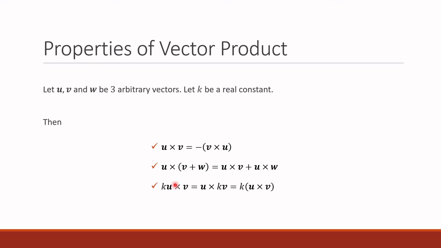The other two properties are the same as for the dot product. It is distributive, so you can expand the bracket. And the same for a constant: if you have a constant multiplied to a vector, you can either factorize out the constant, or spread the constant to the second vector. Both are okay.